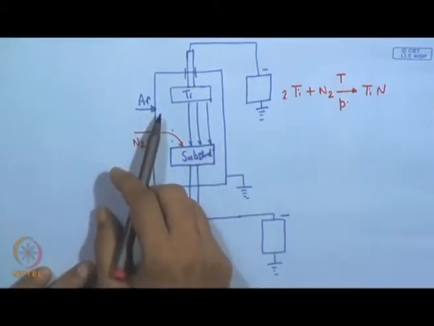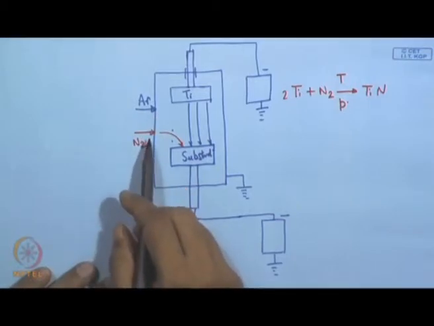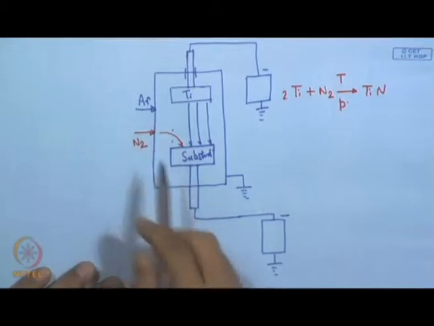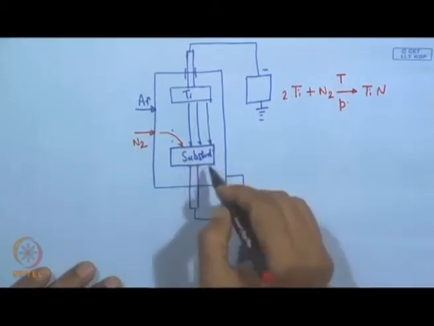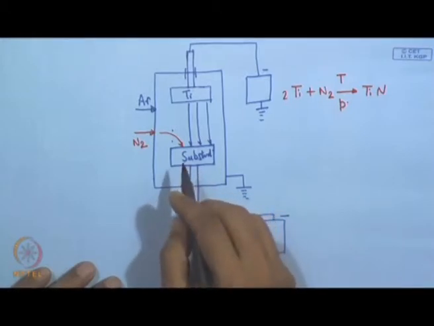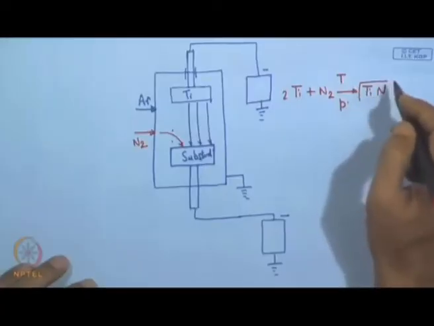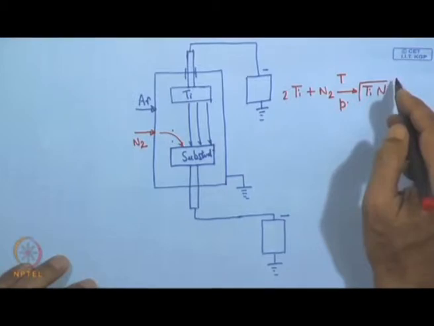So, it is argon pressure, nitrogen partial pressure, polarization of the main cathode, that means titanium, then polarization of the substrate and maintaining this substrate at a certain temperature. So, when we have the right combination of these process variables, one would expect that TiN formation is going to take place right on the substrate surface, and thereby synthesis of titanium nitride would take place, and a titanium nitride coating architecture will build up on this surface.